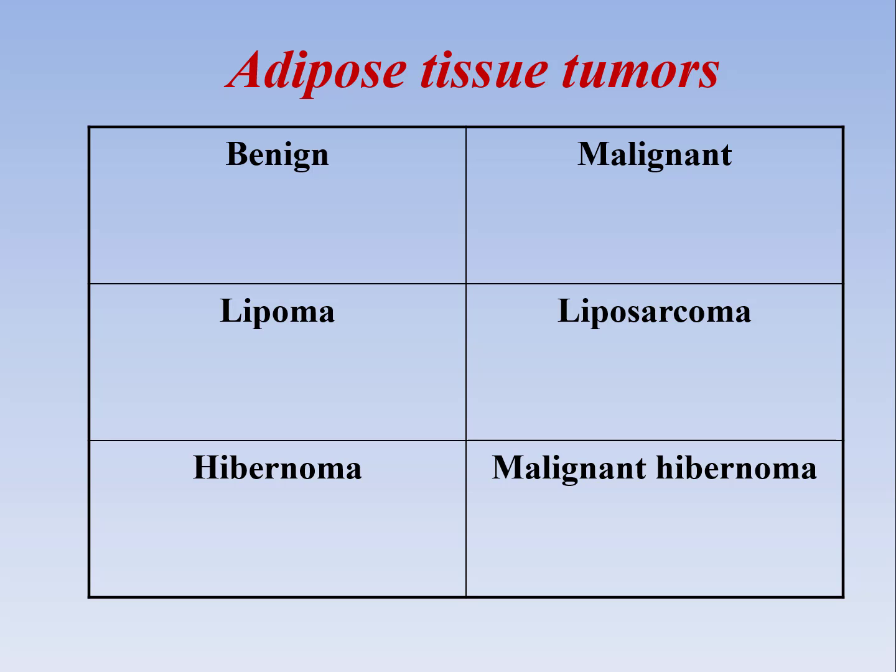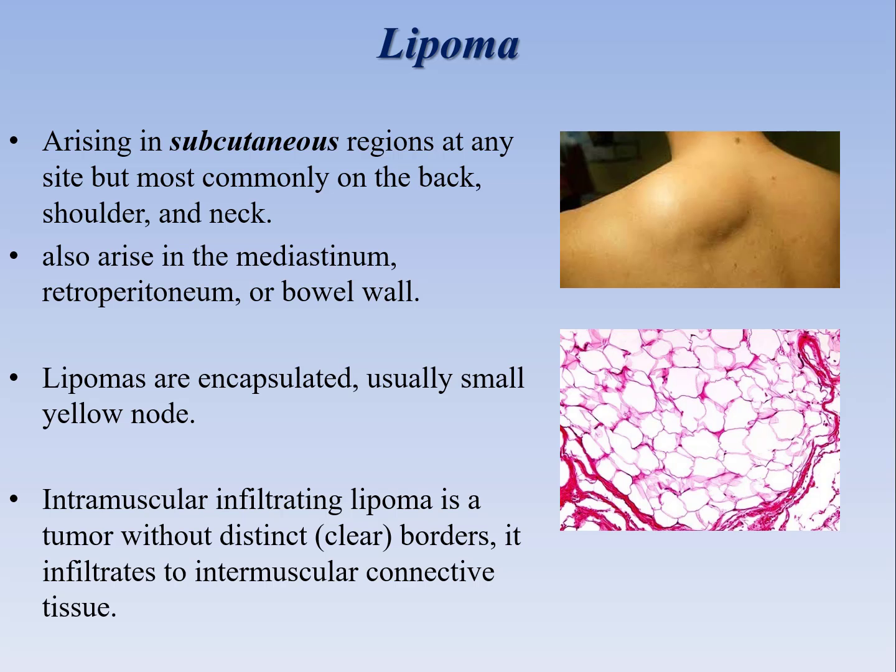The main ones are lipoma and hibernoma, and liposarcoma and the malignant hibernoma. Lipoma arises from the subcutaneous fat, so it's mostly localized in the back, shoulder, and neck. Sometimes it also arises in the mediastinum, retroperitoneum, or in the bowel wall. Lipomas are encapsulated, usually small yellow nodules which have a lobulated structure in cross section.